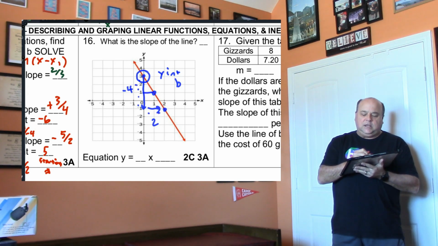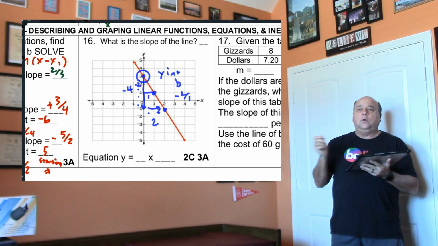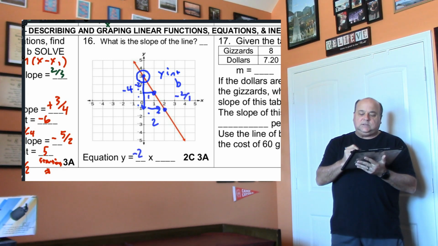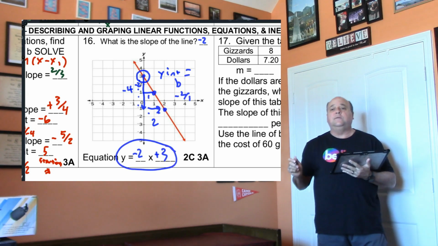So let's do this one. It goes down 2 over 1, doesn't it? So our slope is going to be negative 2 over 1. So negative 2x is the slope and the y-intercept is 3. Okay, so it's going to be plus 3. This right here would be the equation of the line.